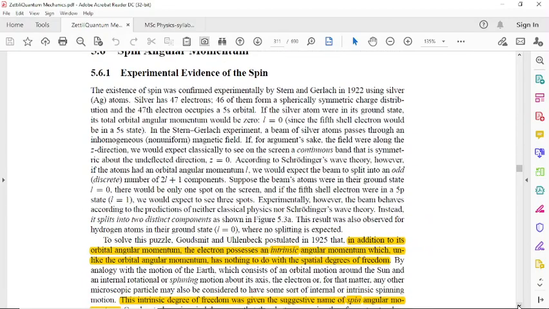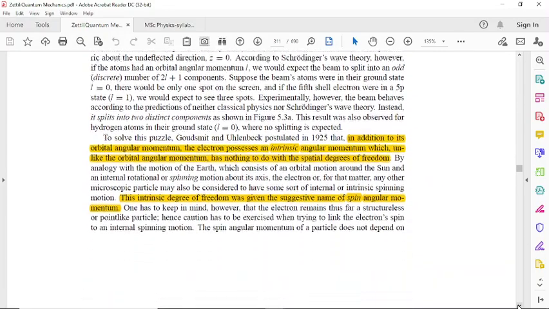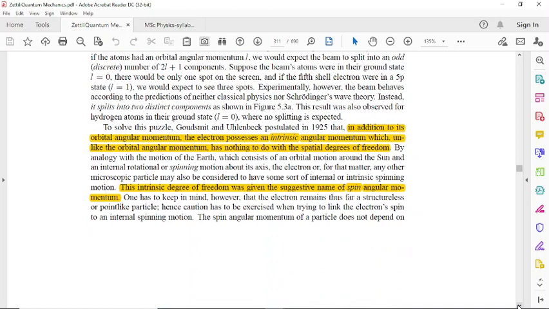Then spin angular momentum. In addition to the orbital angular momentum, the electron possesses an intrinsic angular momentum which, unlike the orbital angular momentum, has nothing to do with the spatial degrees of freedom. We have already done that. You already know that the electron has intrinsic spin. This intrinsic degree of freedom was given the suggestive name of spin angular momentum.